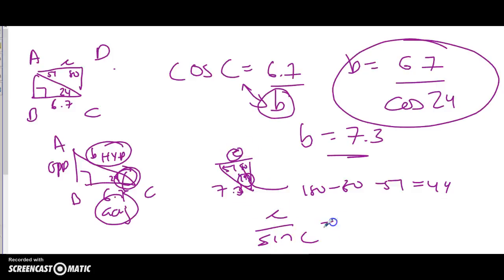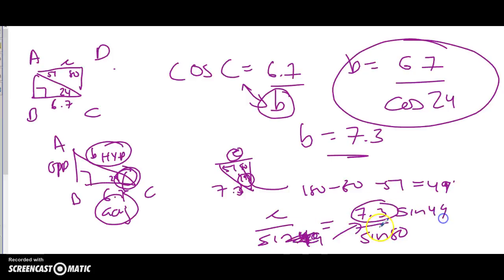That's the pair, big C. And then here my b pair is 7.3 and sine 80. So that's my b pair. Sine C is sine 49 degrees. And then I just move that up here. So this times sine 49 divided by sine 80 is c, and it turns out to be 5.6. So that's the first question.